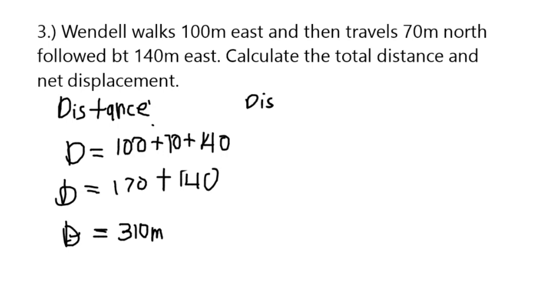So now let's move on to calculating his displacement. What is Wendell's displacement? To do this, we need to analyze the problem. 100 meters east means he is going in the negative x direction, which means he has a negative magnitude, so negative 100 meters. And then north is 70 meters.